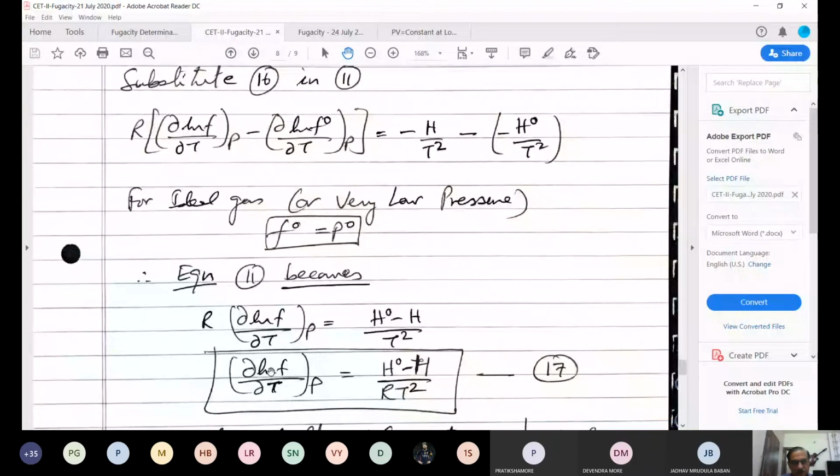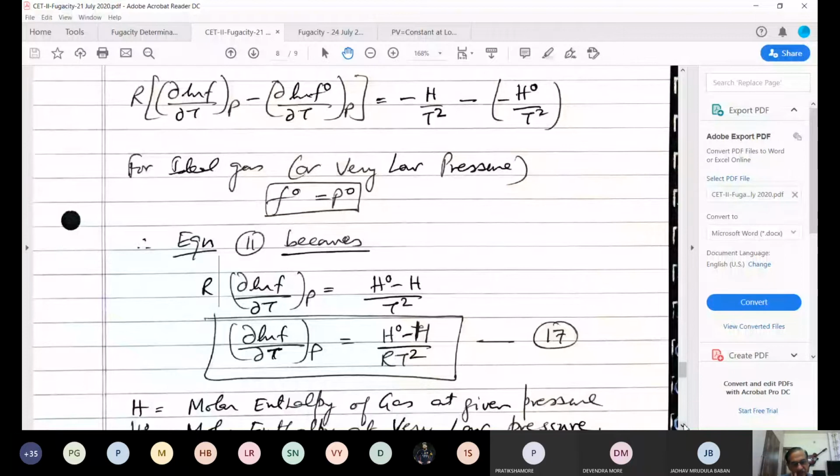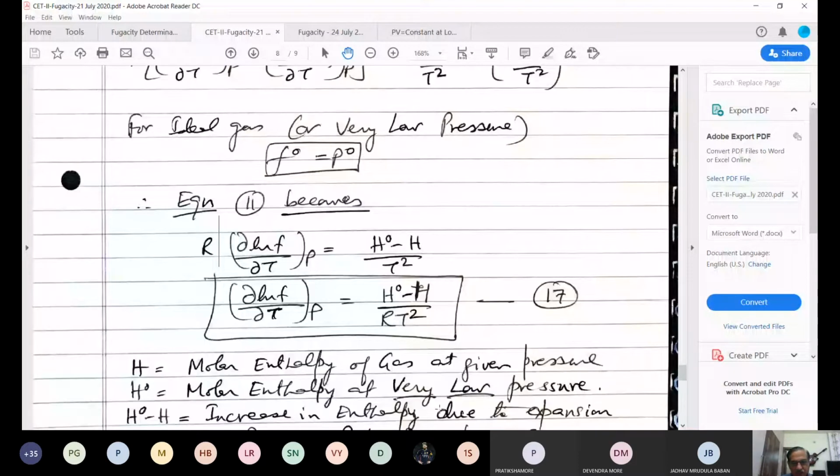ठीक है, इतना समझा? Yes, sir. That is the effect of temperature on fugacity, where H is molar enthalpy at any given pressure, and H0 is at very low pressure. This is similar to what we had seen for chemical potential. वहाँ पे ऐसे इक्वेशन आया था. ठीक है, any doubts, questions on this temperature dependence?